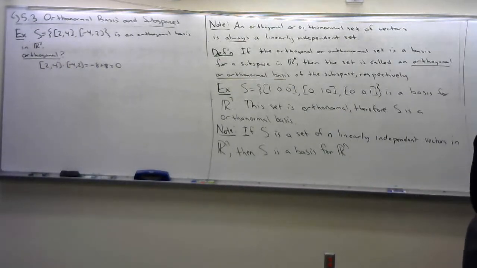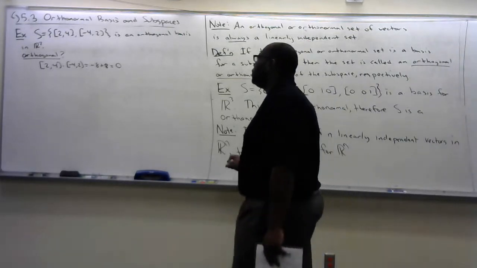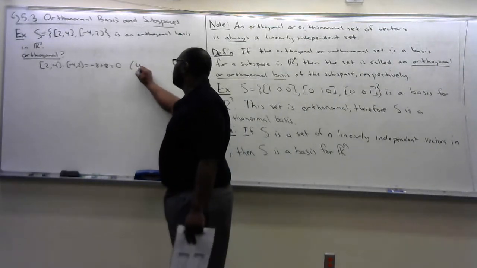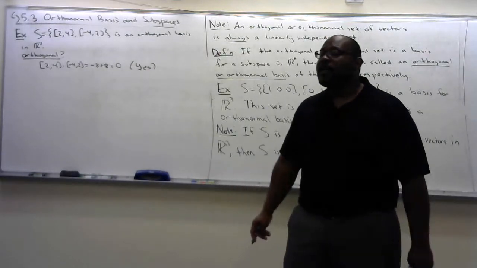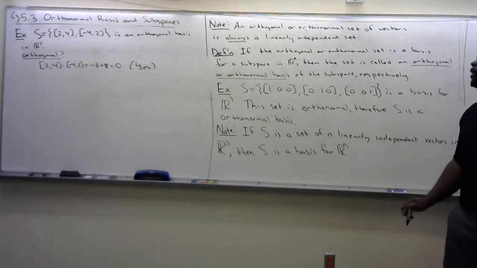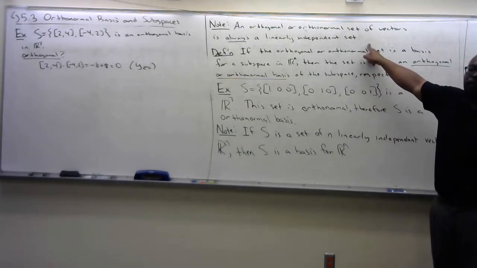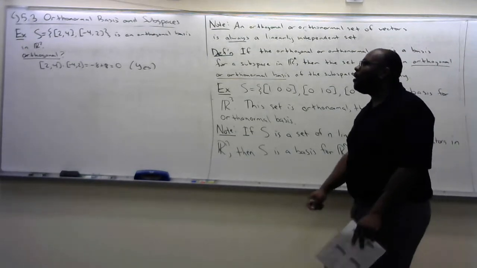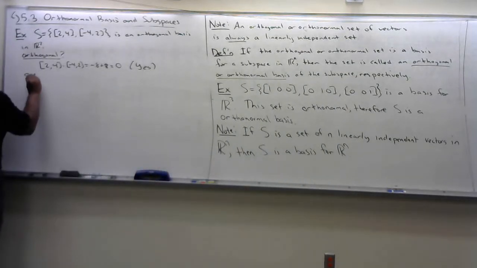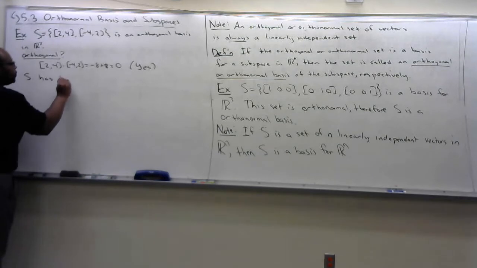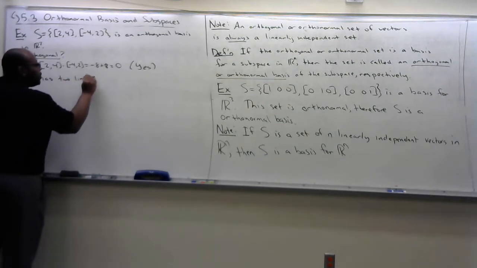Since these two vectors are orthogonal, that means that these two vectors must be linearly independent. That's what we just said before. Whenever we have a set of vectors that are orthogonal to each other, then that set of vectors is linearly independent. So this set of vectors is linearly independent. So S has 2 linearly independent vectors.